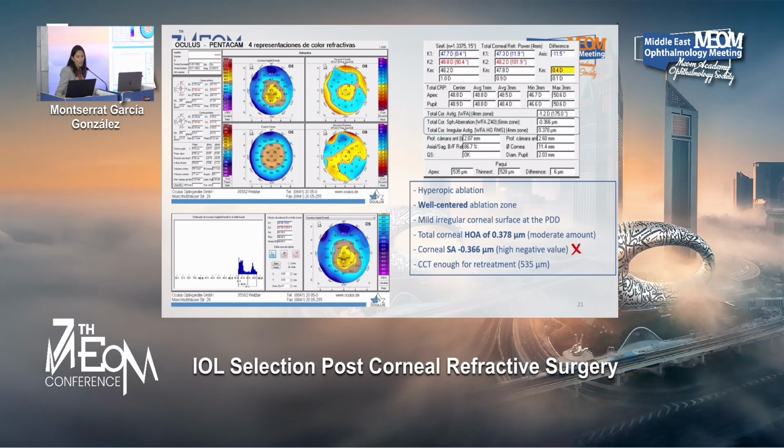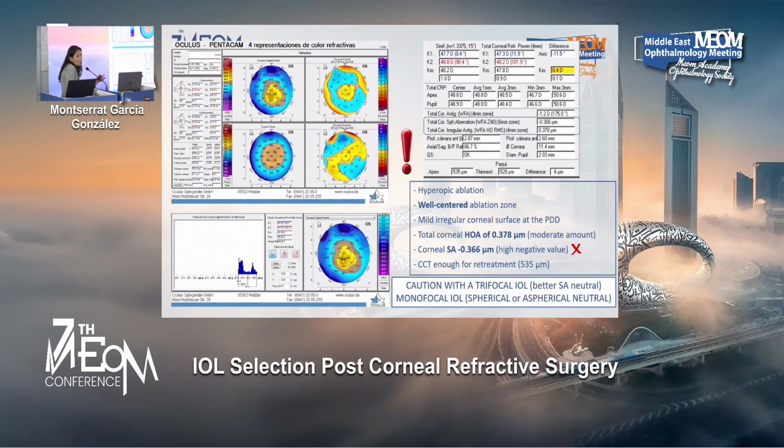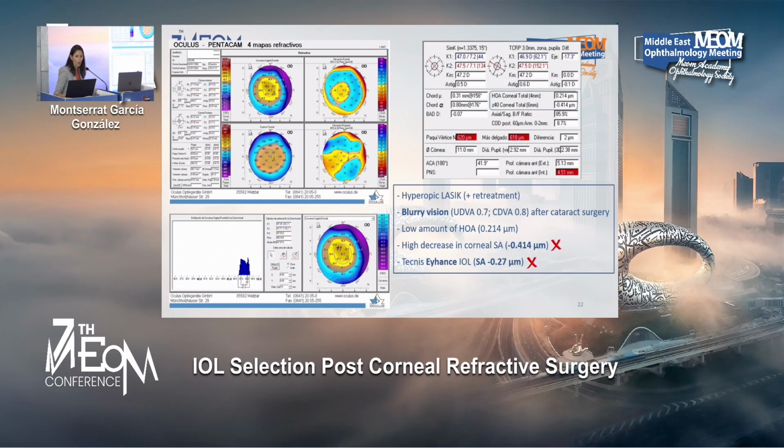So I show this patient. This is a post-hyperopic LASIK, a well-centered ablation, moderate amount of higher order aberration with a negative corneal spherical aberration. In my opinion, this is not a good candidate for a trifocal IOL, but if we decide to put in a trifocal model, please choose a trifocal IOL model that has a neutral spherical aberration. But even if you select a monofocal IOL, we also need to select an IOL with a neutral spherical aberration or even positive spherical aberration to counteract.